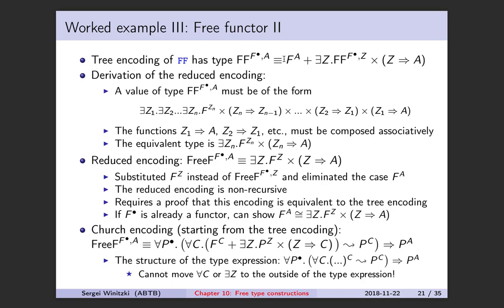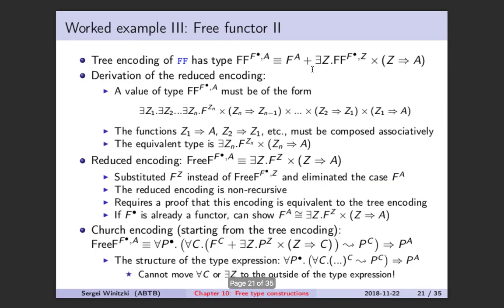So let us derive a reduced encoding. To derive the reduced encoding, we start from the tree encoding. We try to see how we could simplify values of the tree encoded type using the laws of the type class. So the functor type class has two laws, the identity and the composition law. And composition is also associative, so that's another property. So we need to see if we can simplify values of this type.